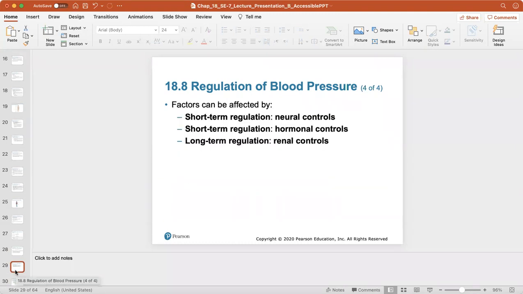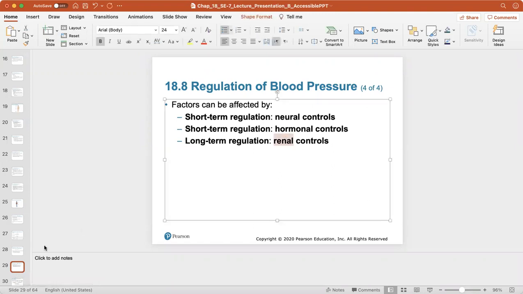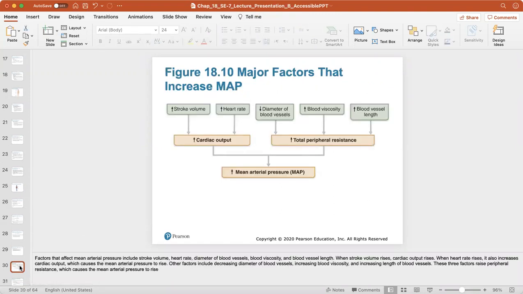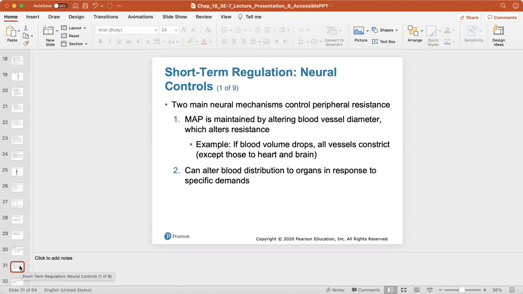Regulation of blood pressure factors can also be affected by short-term regulation, your neural controls and hormonal controls, or long-term regulation from your kidney and renal controls. And these are just a good review of major factors that increase mean arterial pressure.